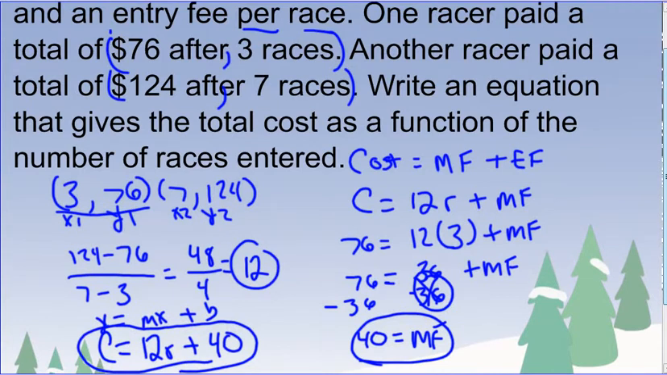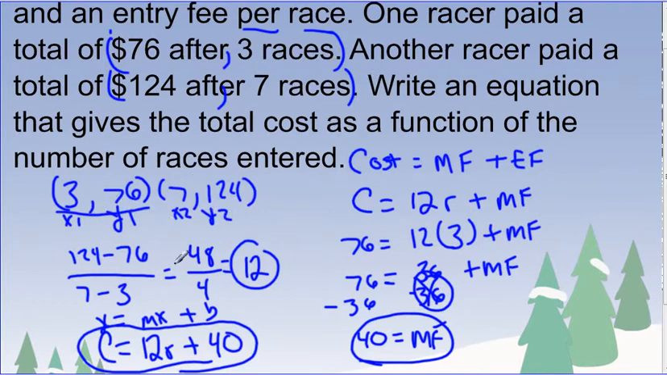So what was the hard part here? Realizing that when they gave us 2 pieces of information, it said one racer paid a total of this after 3 races, and this other guy had a total of this after 7 races. Those 2 pieces of information were like our x, y coordinates. Once we know that, we know how to do the rest of the problem. In fact, we can do the rest of the problem without even reading the rest of it.